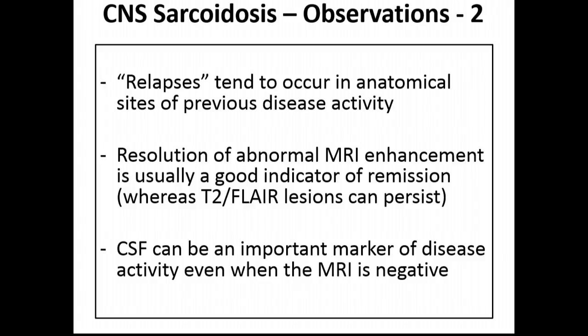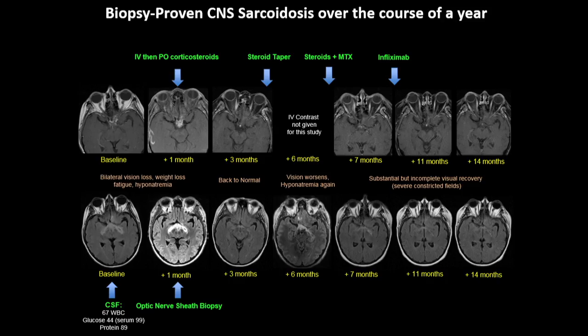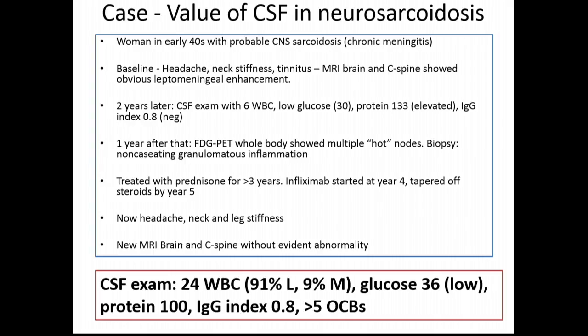Resolution of abnormal MRI enhancement is usually a good indicator of remission, and CSF can be an important marker of disease activity even when the MRI is negative. Here it just gives you another view of the skull base enhancement and how it sort of waxes and wanes over time. Here's another patient, that patient with the chiasm involvement, showing that it waxes and wanes. She tapered steroids, it comes back again. The relapses are always in the same place. It's as if the darn thing just keeps coming back anagenically whenever you pull away immune suppression.